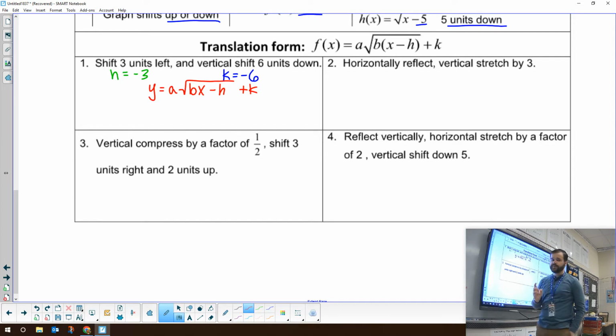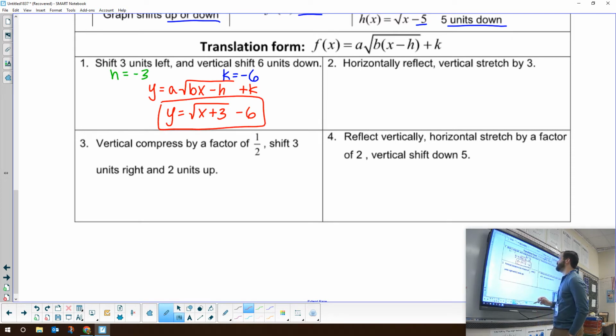But remember, whenever we plug in my h, it is a liar. So we're going to have y equals the square root of x plus 3 minus 6. And that's going to be my new equation. So since I didn't have an a or a b, I just kind of ignored those. All right, let's take a look at number 2 here.